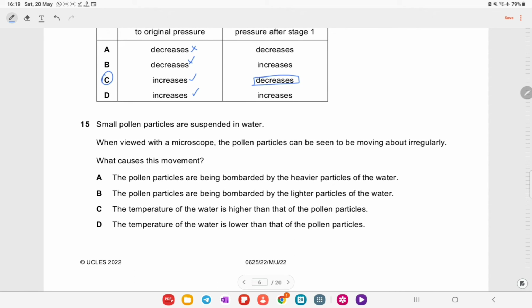Small pollen particles are suspended in water. When viewed with a microscope, the pollen particles can be seen moving about irregularly. What causes this movement? The pollen particles are being bombarded by the heavy particles of the water. Now, the pollen particles are being bombarded by the lighter particles of the water. Can be the answer. Okay, let's hold on. The temperature of water is higher. No, there's no concern with the temperature, so you simply cancel this out, and B is going to be your right choice.